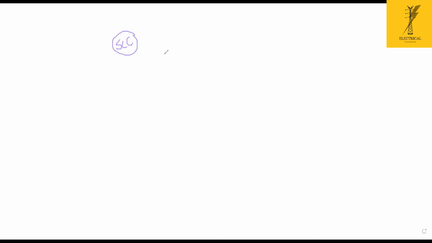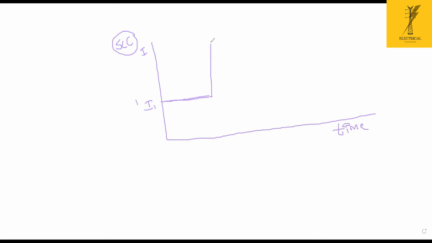Let's see the short circuit one. Generally, this is my I1. This is the current, and this is the time. Now, my standard current, which is my I1, the normal rated current, is flowing in this direction. After some time, a fault current occurs. Obviously, there is a step rise in the fault current, which continues for some time.